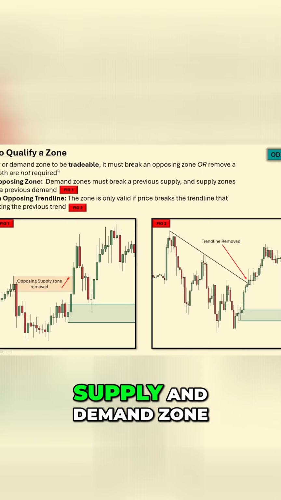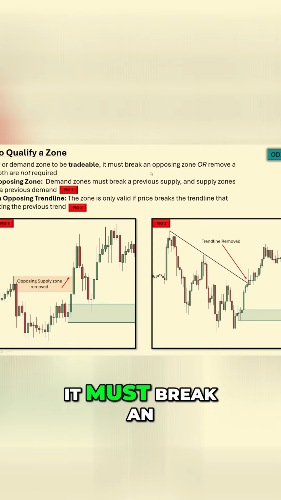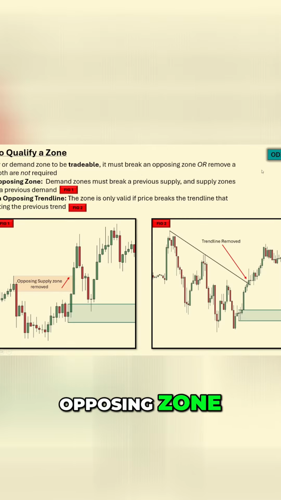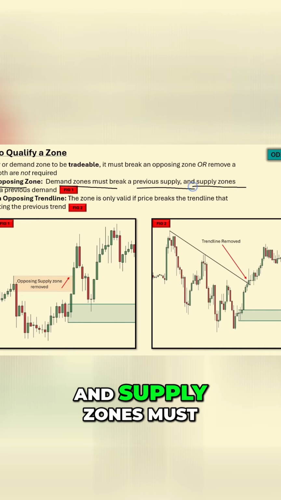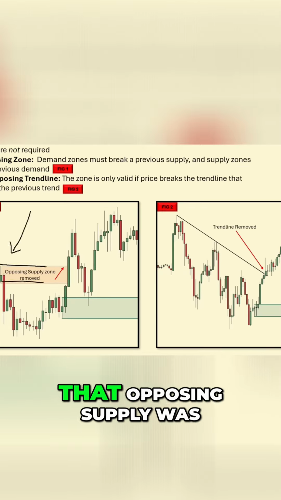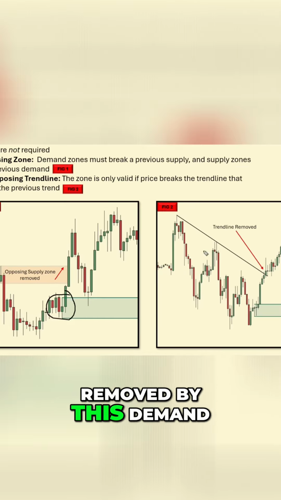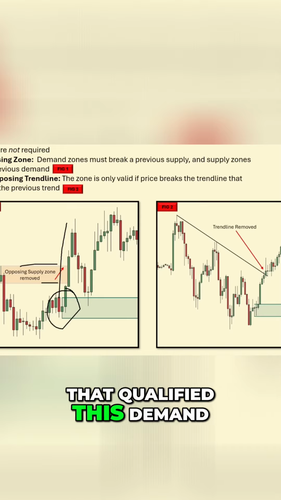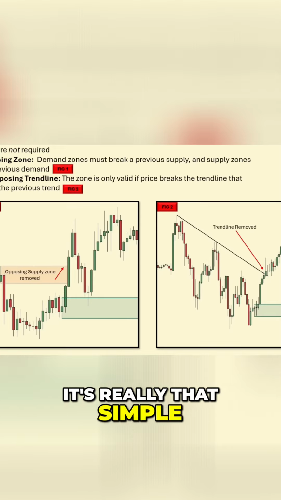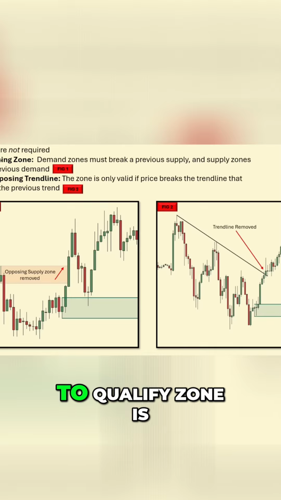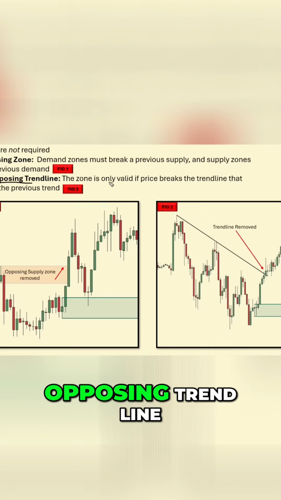So for a supply and demand zone to be tradable, it must break an opposing zone or remove a trend line. The demand zones must break a previous supply, and supply zones must break a previous demand. That opposing supply was removed by this demand, right? That qualified this demand zone because it removed supply. It's really that simple.